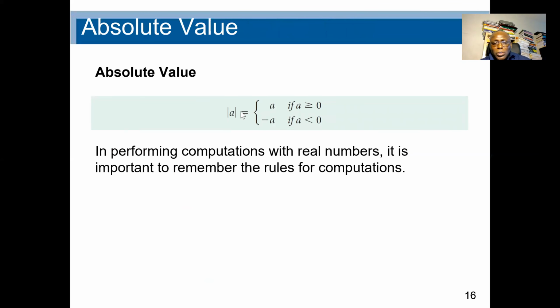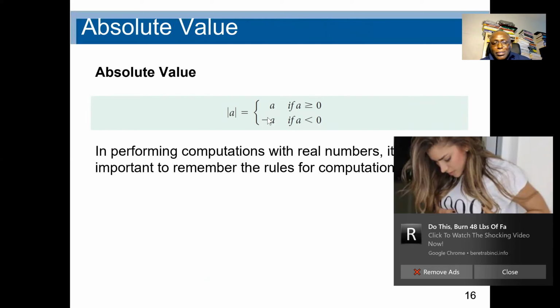So absolute numbers, we said, always positive or negative is positive. So if it's A, even if A is less than 0, it's still A.